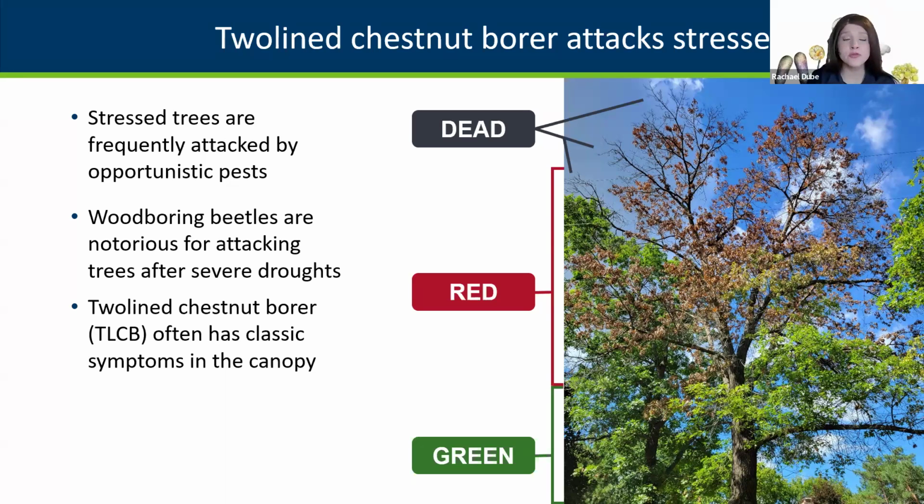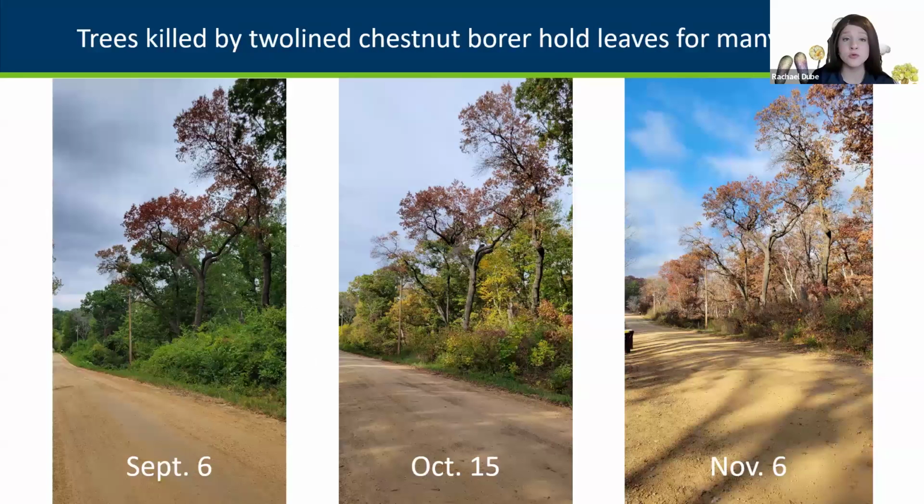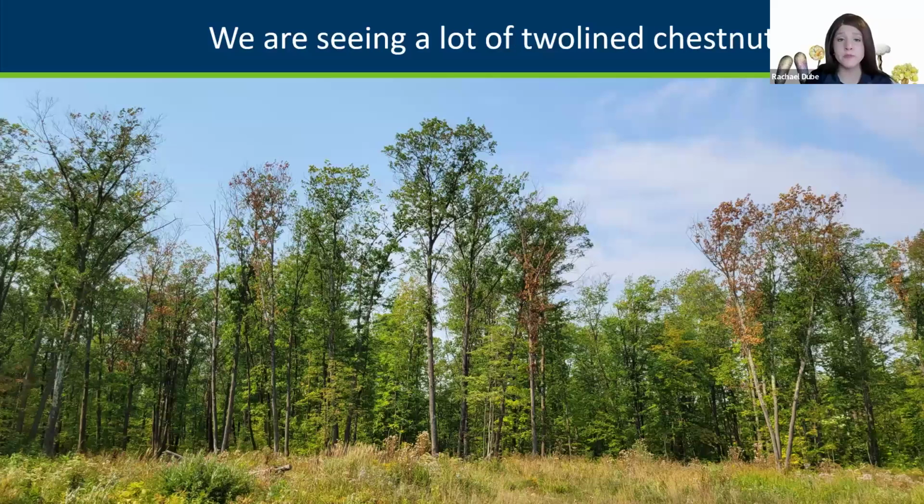But something that you do find with trees that are killed by two-line chestnut borer is that they do hold their leaves for many weeks. So that is something you can look for in your woods or your tree to see if it's hanging on to those leaves. But we have seen elevated levels of two-line chestnut borer across the state in recent years, and so a lot of symptoms of it. And unfortunately, it is difficult to pick up this damage on our aerial forest health survey that we do annually, but per our on-the-ground observations and reports, we are seeing a lot of it.